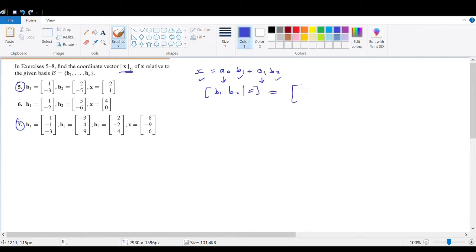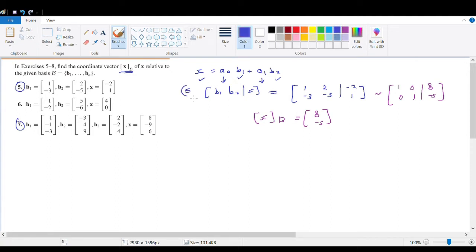So this will give us the matrix (1, -3), (2, -5), and x (-2, 1). Doing row operations for this matrix, it is now in reduced echelon form, which will give us this one. So from here we conclude that a1 is equal to 8, a2 is equal to minus 5. So the coordinate vector is equal to (8, -5).